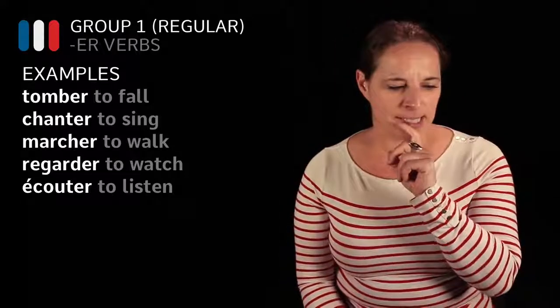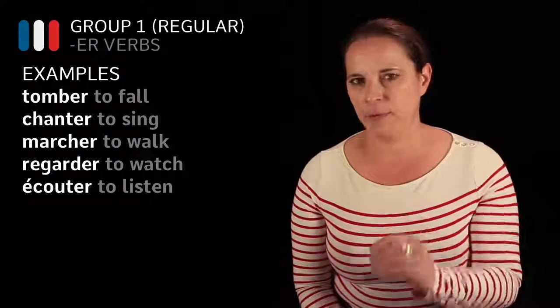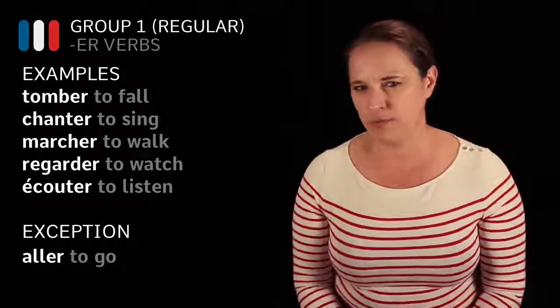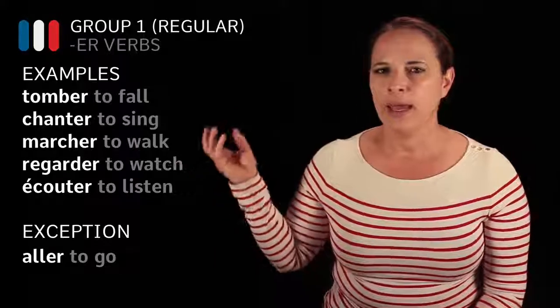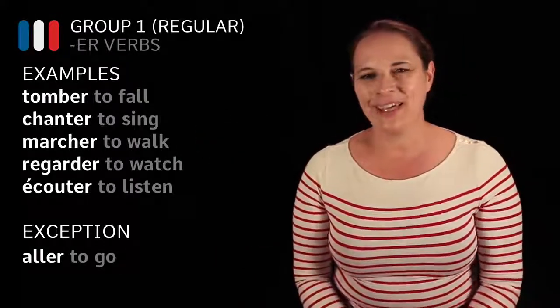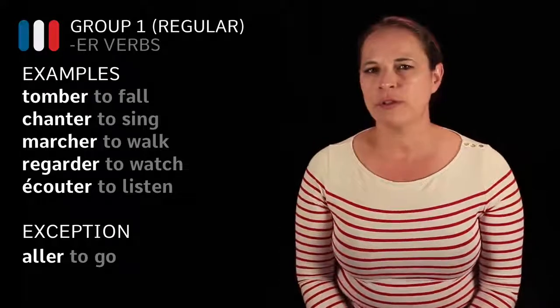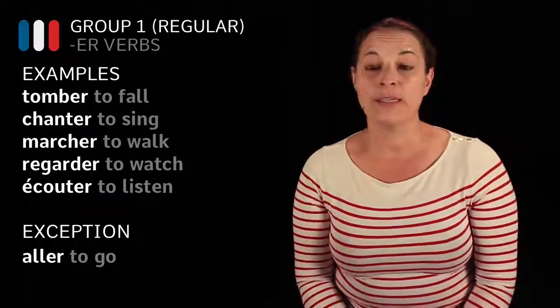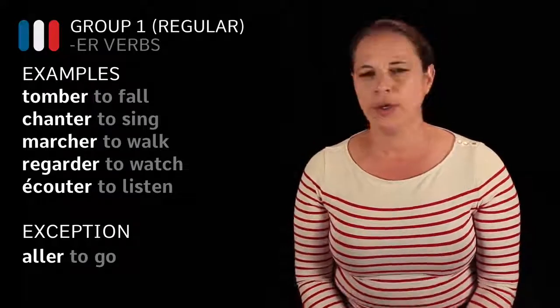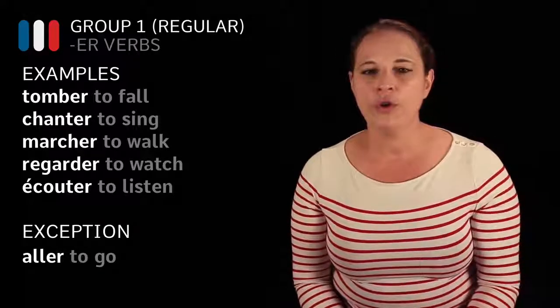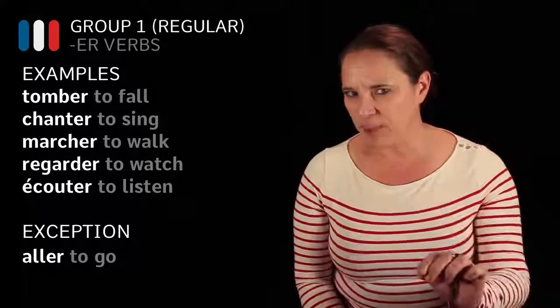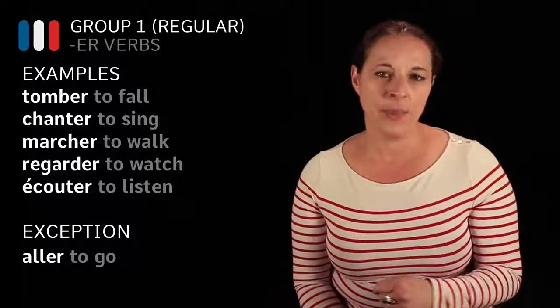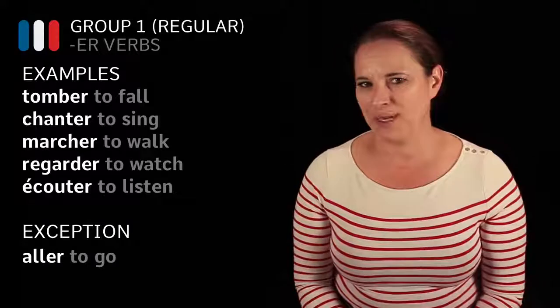The only thing I could say is that in the ER verbs, the exception to the rule is aller, to go, A-L-L-E-R. Now, aller, although it ends in ER, actually belongs to the third group because it is irregular. When you say I go, you do not say je alle, you say je vais, tu vas, and so on. But that's another lesson completely.